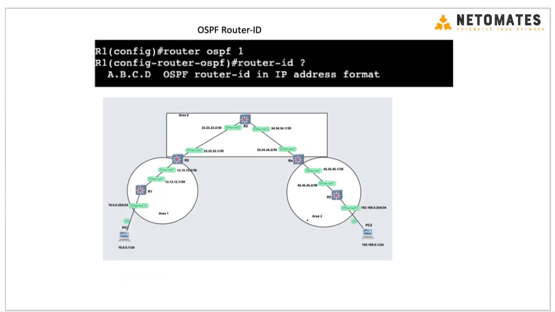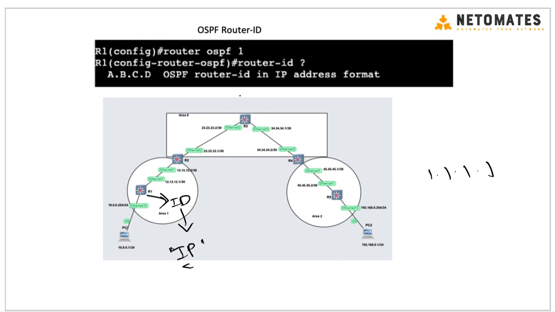Next, router ID. Each router in OSPF, when it advertises its link state to other routers, will include its ID. In OSPF the router ID value is in the format of an IP, but it is not an IP. It is just an ID. So don't think that it is an IP address. We can configure the router ID in the IP address format. For example, on R1 you can just give 1.1.1.1.